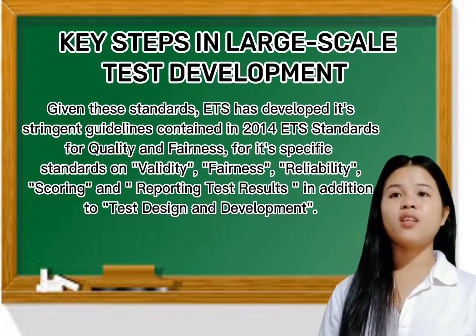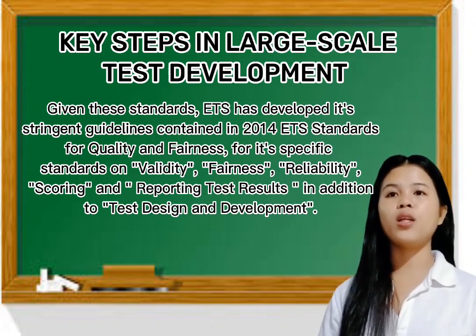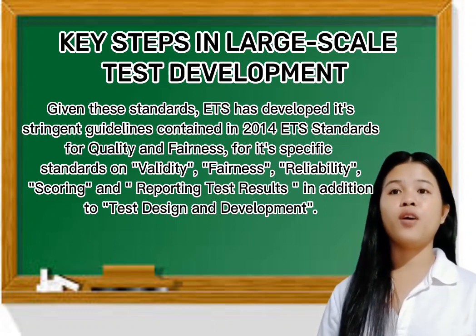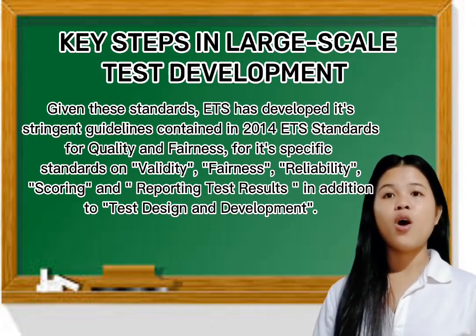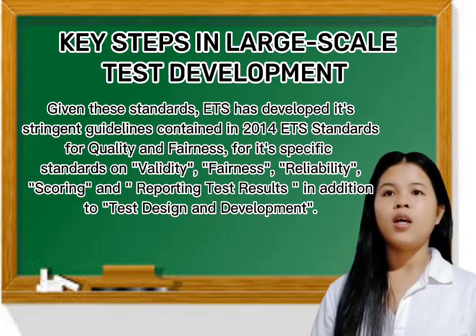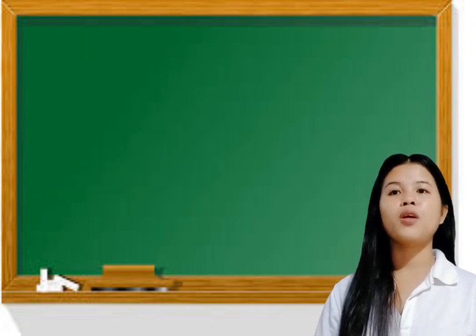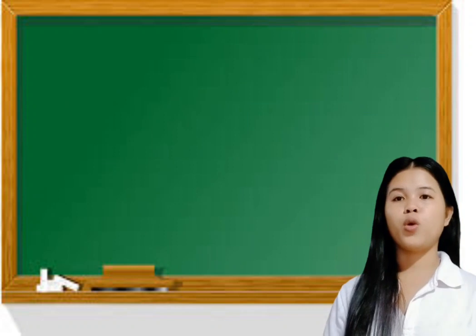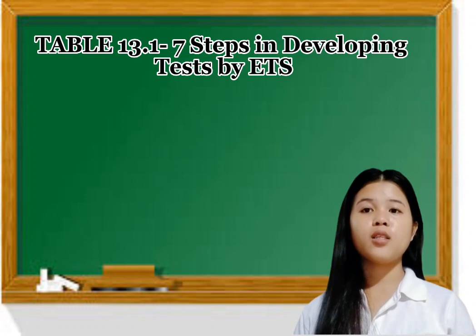So given these standards, ETS has developed its stringent guidelines contained in 2014, which is the ETS Standards for Quality and Fairness, or the PDF, for its specific standards on validity, fairness, reliability, scoring, reporting test results, in addition to test design and development. These have defined the key steps in the development of large-scale tests. It is given in Table 13.1. In Table 13.1, there are 7 steps in developing a test by ETS.